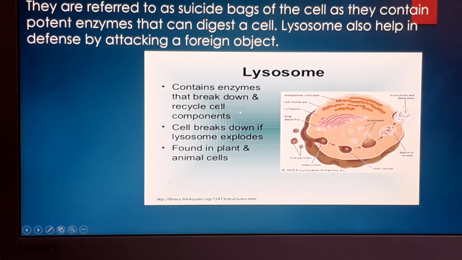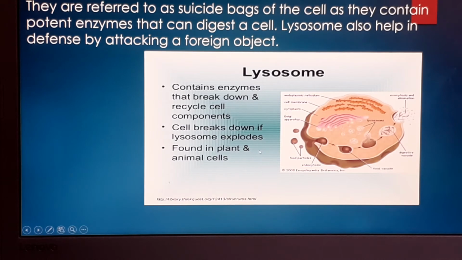Lysosome is also called the suicide box. See here, in the lysosome what happens? Here these food particles enter. See, it has enzymes that break down and recycle cell components. Then the cell breaks down if the lysosome explodes. Where is it present? It is present in both plant and animal cells.